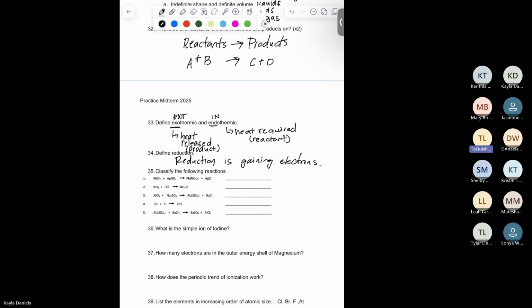What was 32 again? Oh, 32, you just need to know that reactants are on the left side of the arrow and that products are on the right side of the arrow.